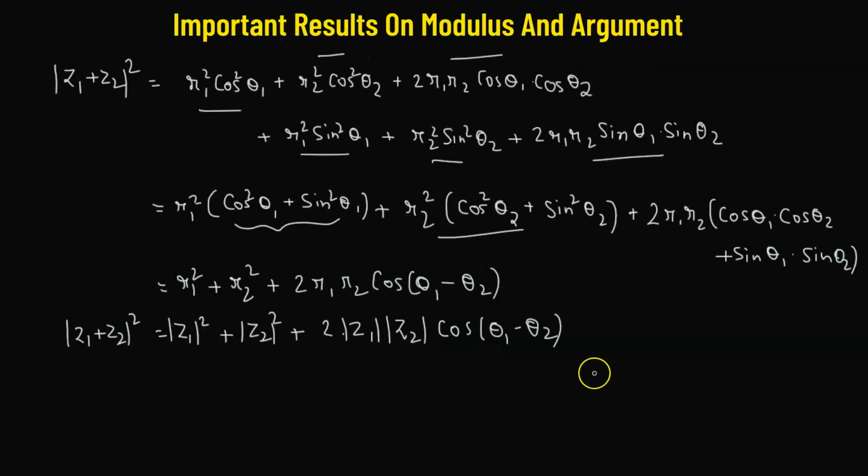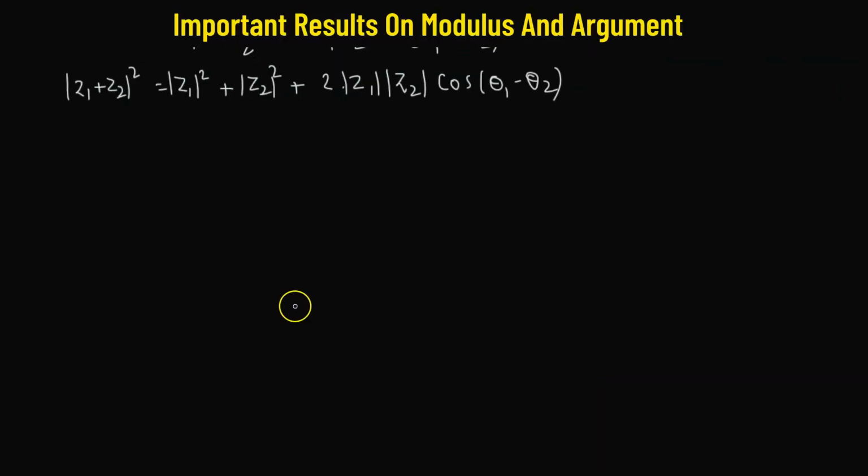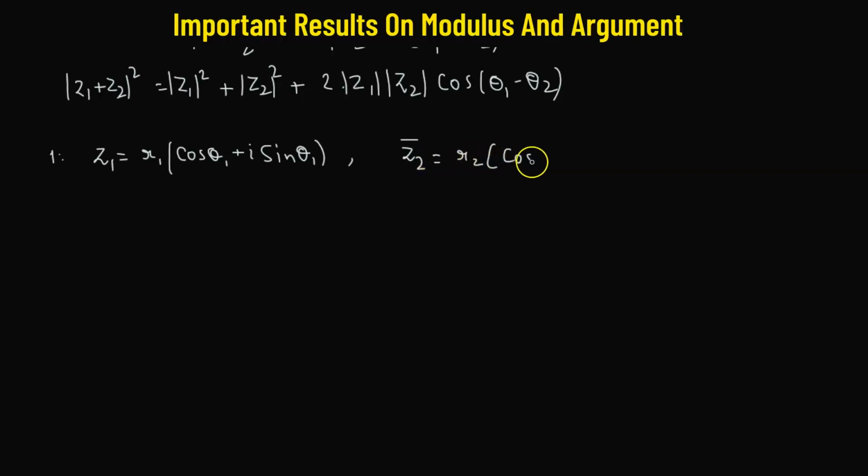Now we'll go to the second part. Now in the second part, we will consider equation number 1. So let's write out equation number 1. So that's z1 equals r1 times cosine of theta 1 plus iota times sine theta 1. And we have our complex number z2, but we'll consider its conjugate. So this will be equal to r2 times cosine of theta 2 minus, so instead of positive iota we have negative iota, times sine theta 2.